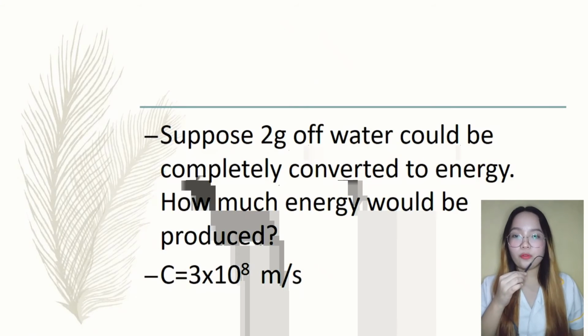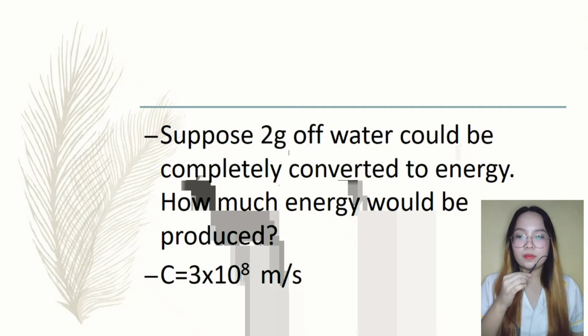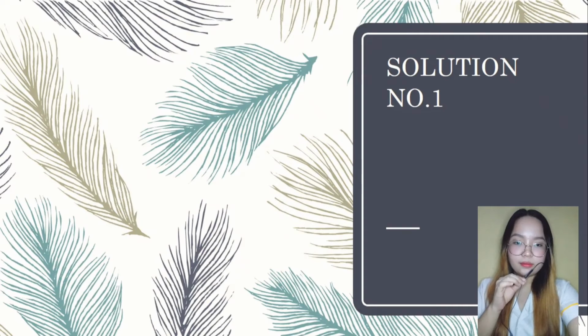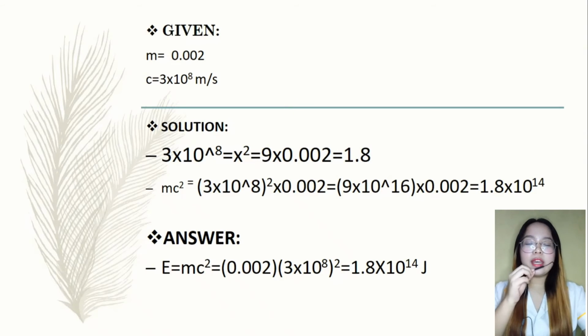Suppose 2 grams of water could be completely converted to energy. How much energy would be produced? c equals 3 times 10 to the power of 8 meters per second. So this is solution number 1. Here is the given in the problem. Mass equals 0.002. By the way, we convert 2 grams into 0.002 kilograms.